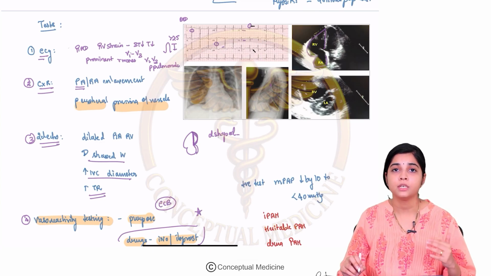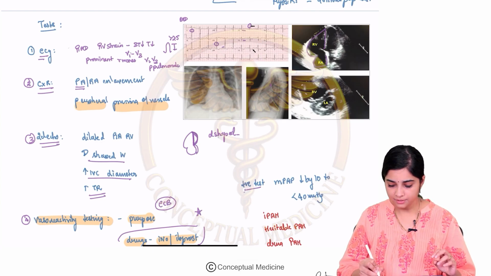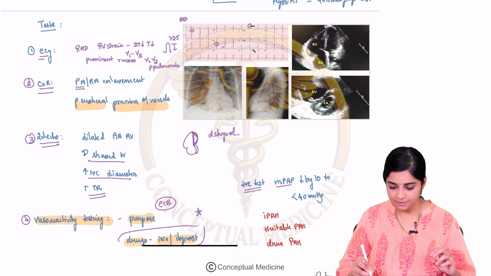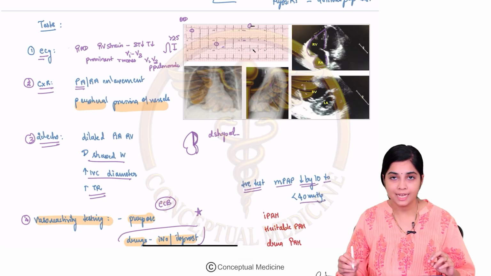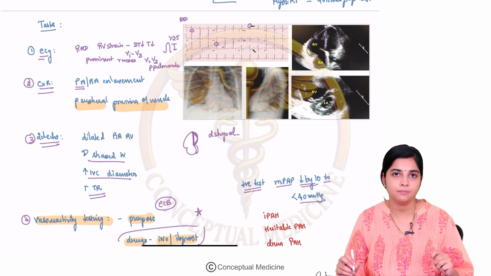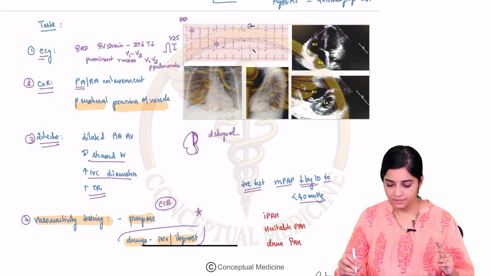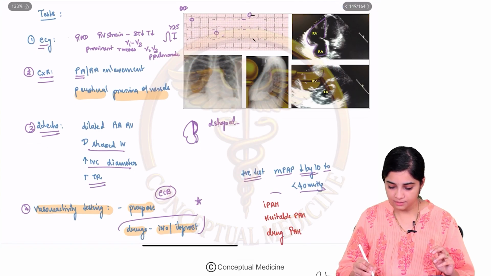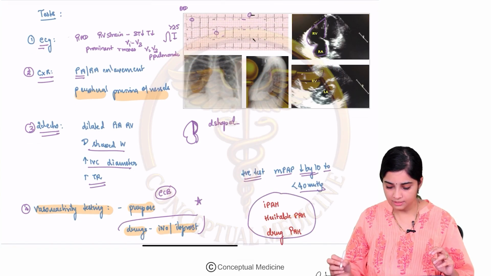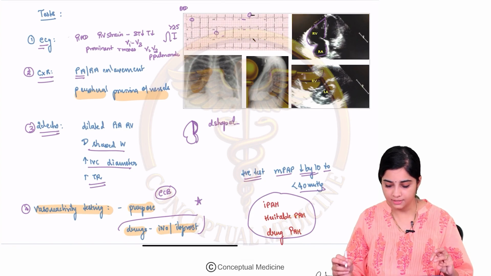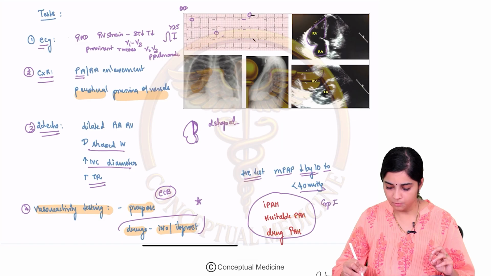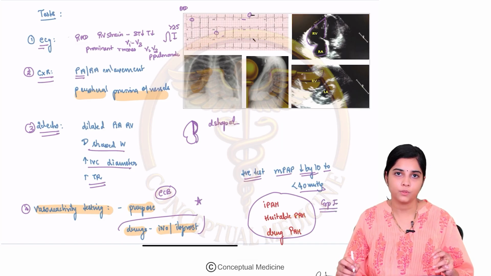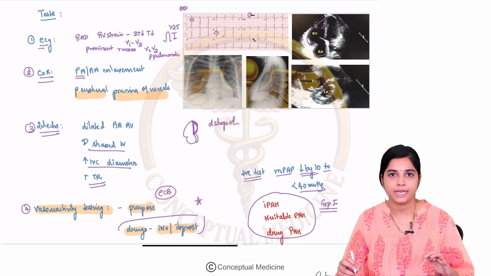The moment you inject iloprost, a positive test is denoted by a mean pulmonary artery pressure which decreases by 10 millimeters of mercury to an absolute value of less than 40 millimeters of mercury. Okay. So which group of disorders are vasoreactive testing positive? They are your idiopathic PAH, your heritable PAH and your drug-induced PAH, which is basically your group 1 WHO classification. Okay. So this is about your vasoreactive testing.